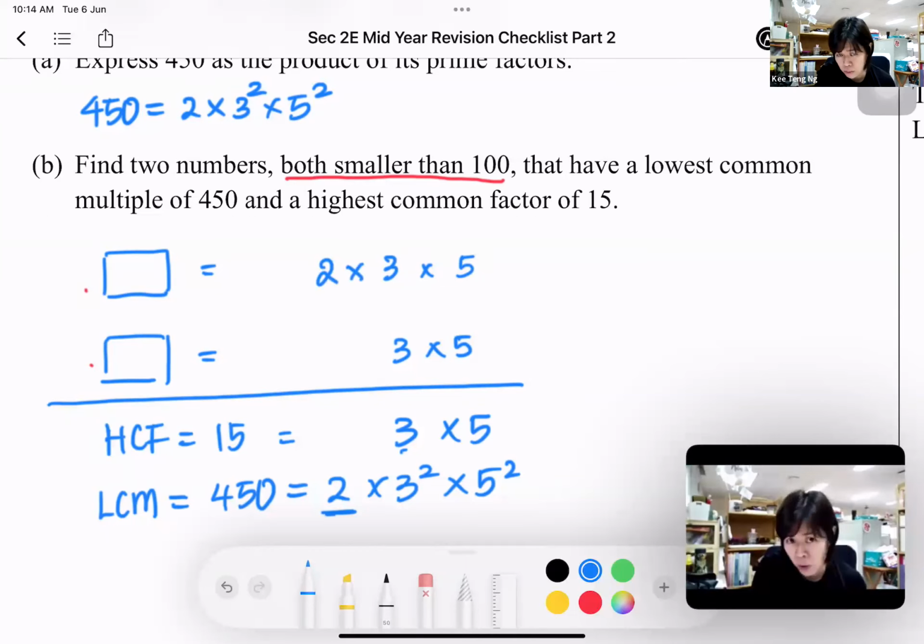Okay, word of caution, both numbers smaller than 100, always check. 2 times 3 times 5 is 30. Oh, I still can add a little bit more power to it. Okay, next one, I have the next power, 3 squared. Okay, both of them are 3. I need to change one of them to become 3 squared. Can you tell me which one you want to make become 3 squared? Do you want the first number or do you want the second number to become 3 squared? Anyone?